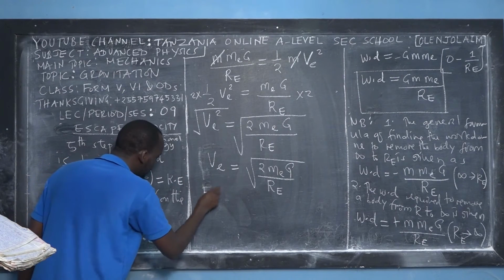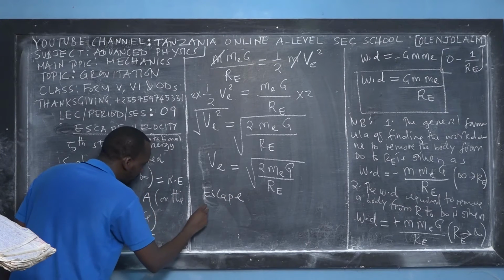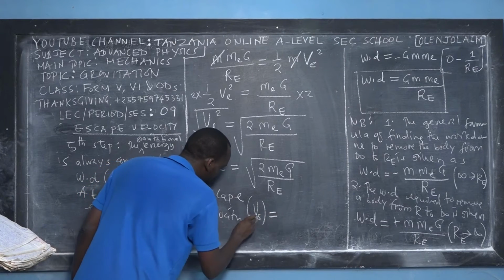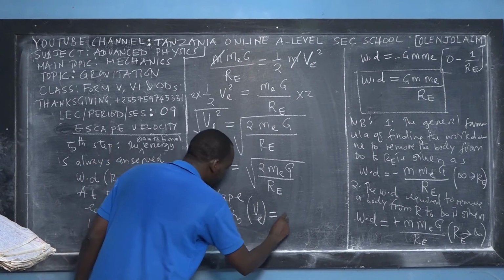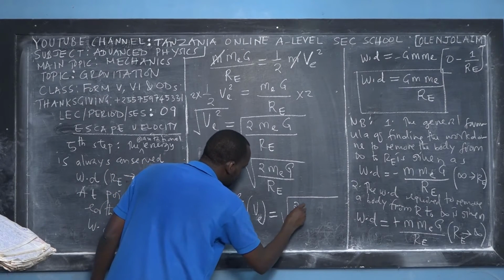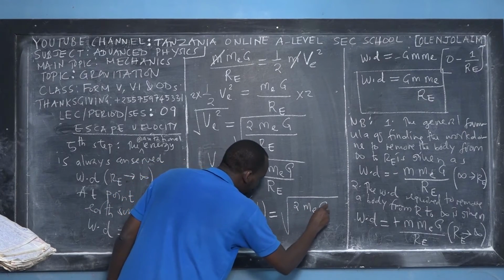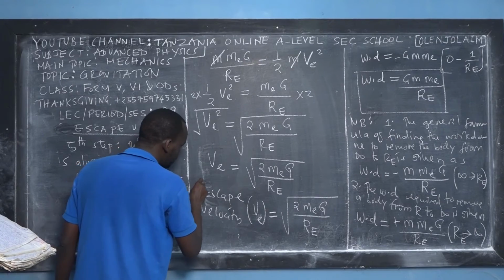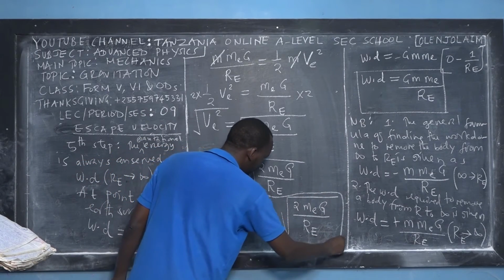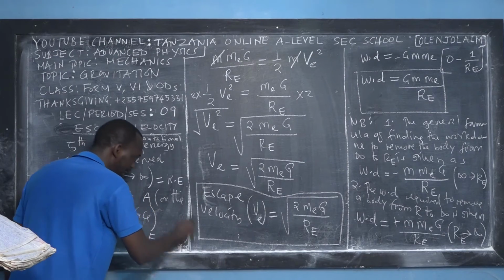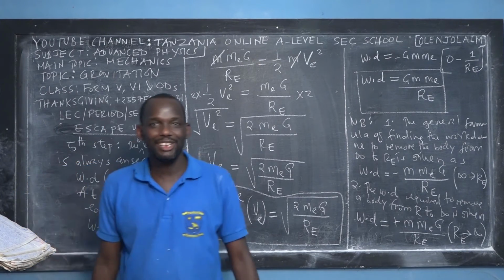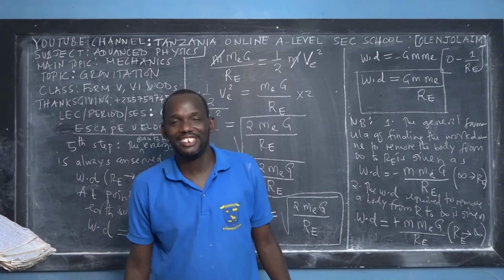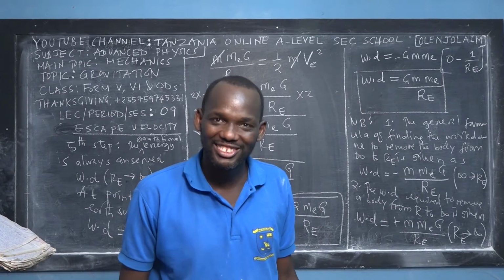So let me write it properly here. The escape velocity, V_e, not orbital velocity, is given as the square root of twice the mass of the Earth times the universal gravitational constant over the radius of the Earth. This is a general formula that we need to remember for the rest of our life. If you didn't understand any point, please ask me in the comment section, and I will assist you so you can enjoy the beauty of physics.